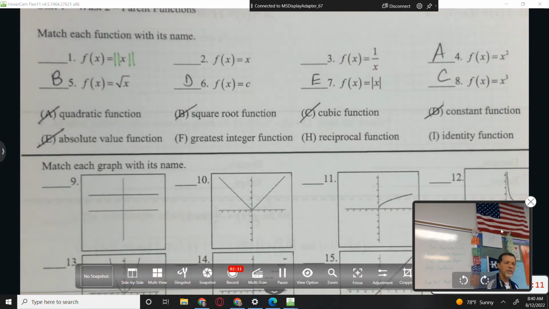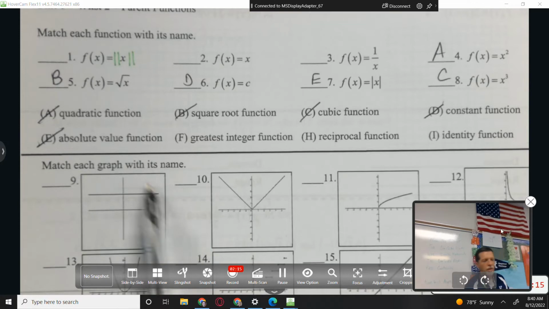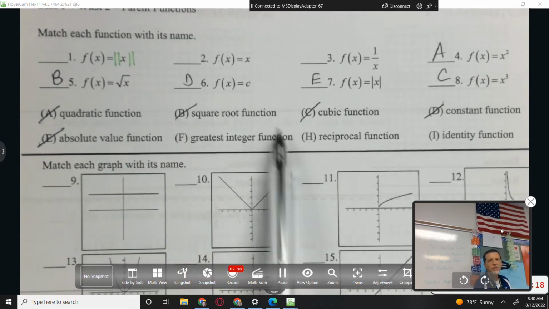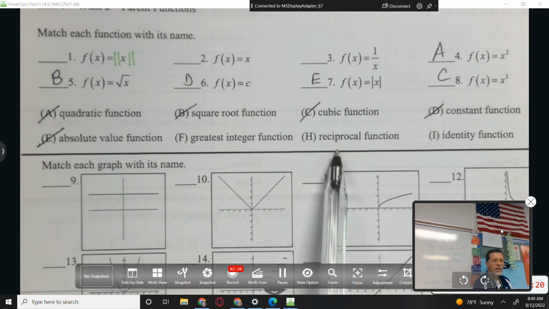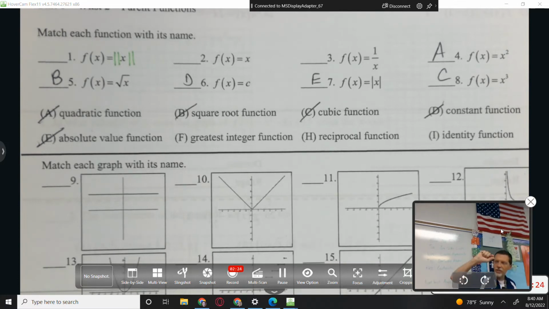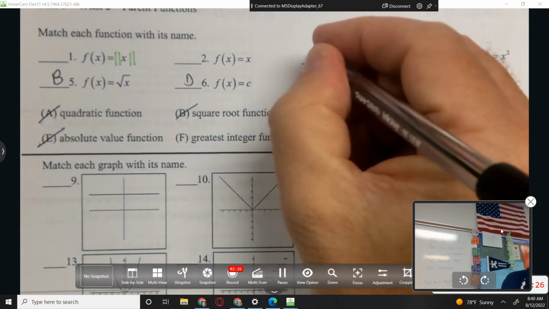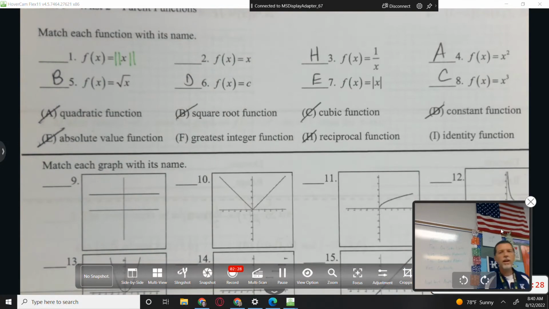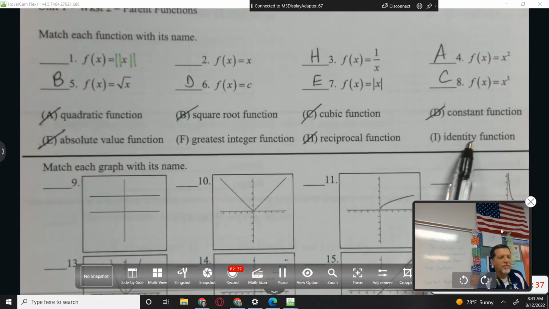Okay, now we get to some weird names here. Greatest integer, we haven't seen that before, so that's probably the one we don't know. Probably 1, but let's hold off just to make sure. H, reciprocal. Which one is reciprocal? 3. 1 over is reciprocal. And identity function. You may not have called it that before. It's number 2 because the only one that's left.